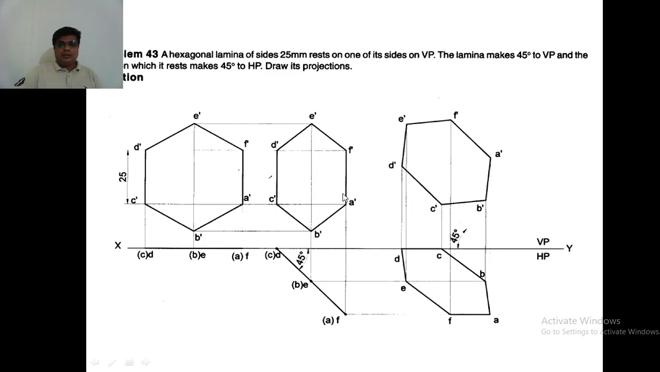Then again, one of the edges will be the side on which it just makes 45 degree to HP. So it's resting on this side CD. So this CD you make it 45 degree to the HP. So you draw a line here at 45 degree and then you bring this CD on this line, keep it on this line and redraw all these points here. So this full front view we should redraw here, rotate it and draw here such that CD is along this 45 degree line.